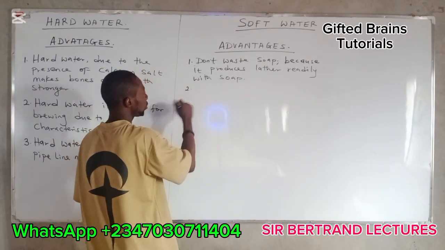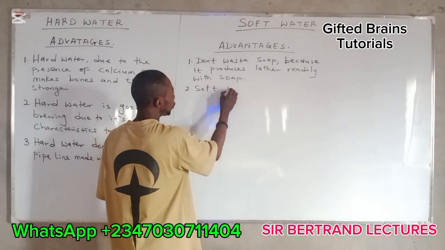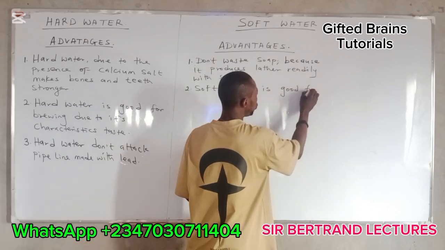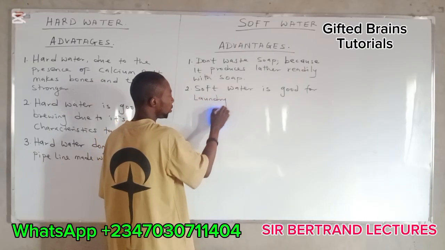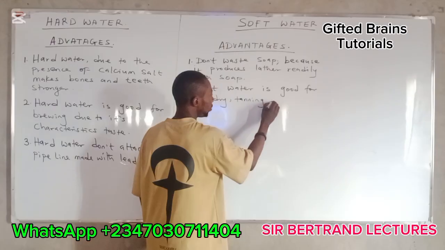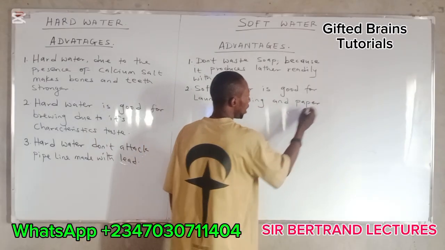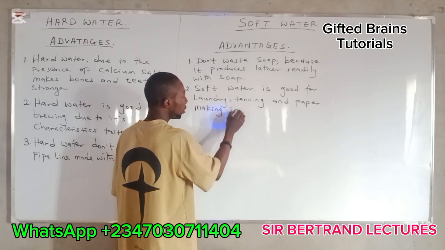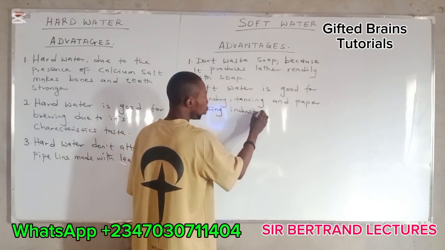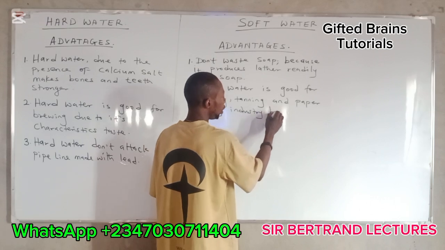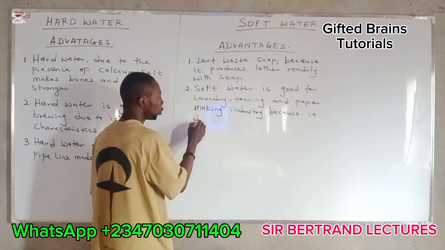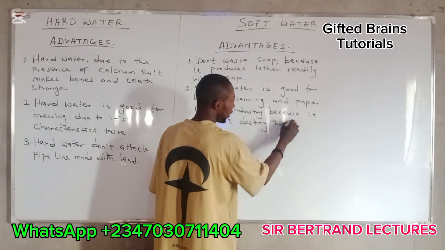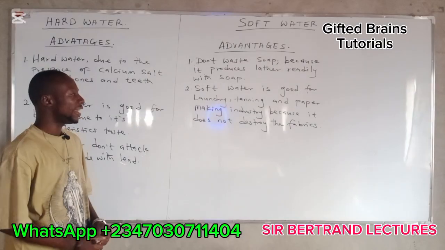Number 2, soft water is good for laundry, tanning, and paper making industry, because it does not destroy the fabrics. It does not destroy the fabrics.